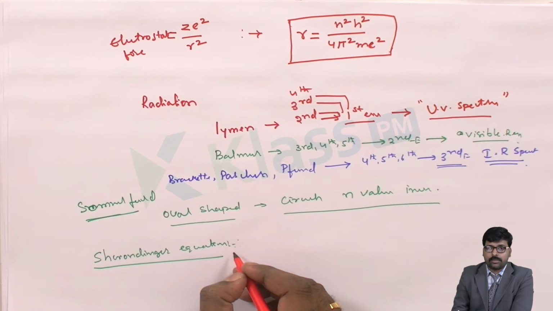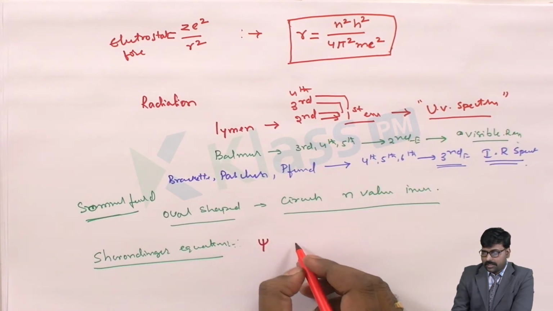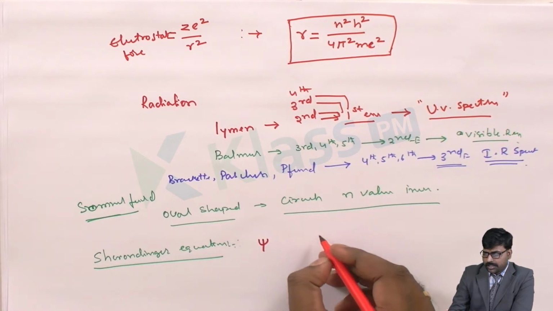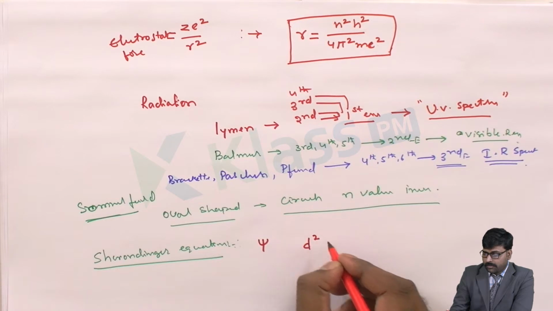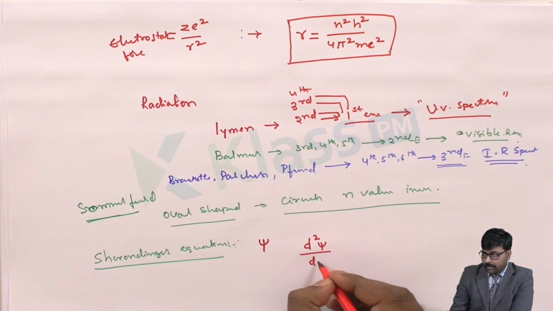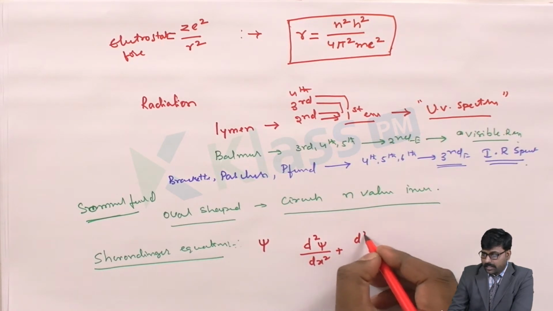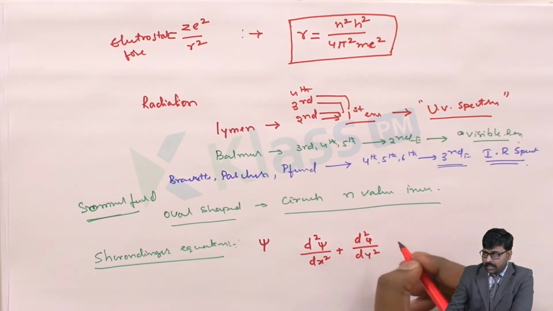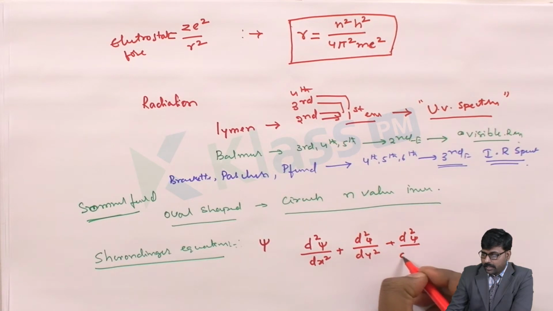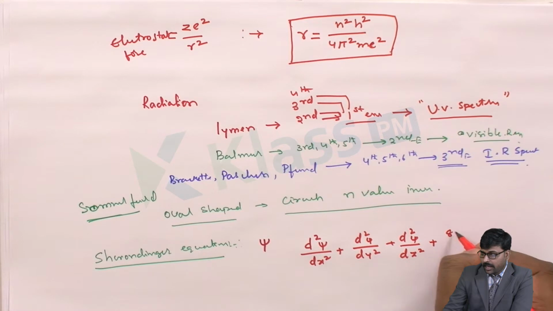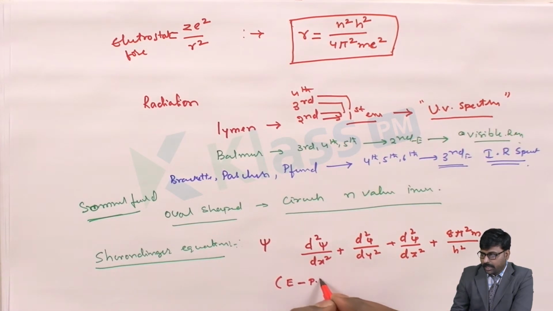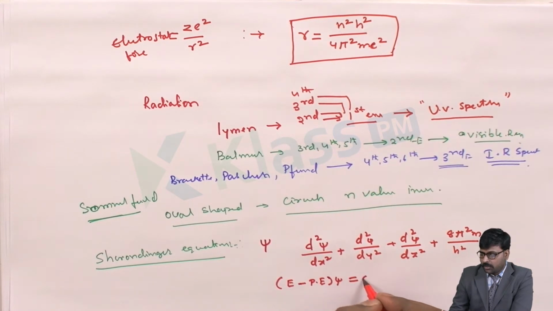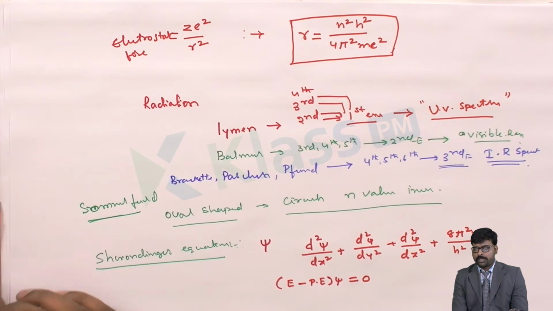Schrödinger is a scientist who introduced the symbol psi. Psi is the wave function, and psi square is related to the orbital. He explained the wave function based on a three-dimensional view, and the wave equation is given by this formula: d square psi by dx square plus d square psi by dy square plus d square psi by dz square plus 8 pi square m by h square into E minus P, where P means potential energy, into psi is equal to 0. This is the wave equation proposed by Schrödinger.